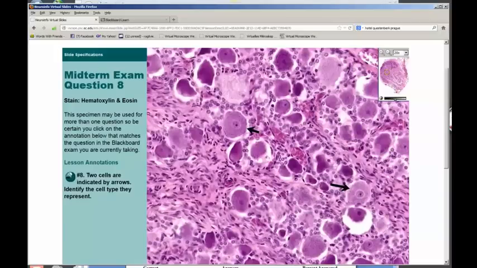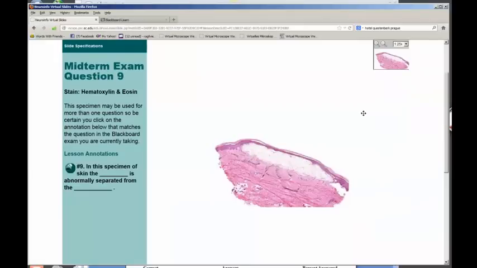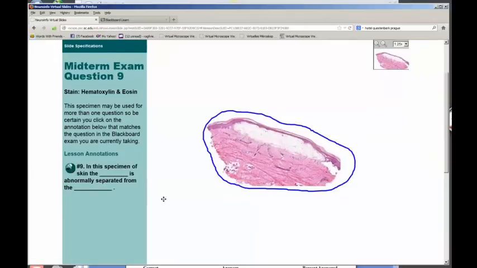sensory ganglion neurons. Okay, this next question is asking us to identify in this specimen of the skin. You're told that this is skin. And immediately I can see that this is epidermis and this is dermis, but you may not be experienced enough to recognize that right away. But that's just what experience is. So in the specimen of skin, the blank is abnormally separated from the blank.